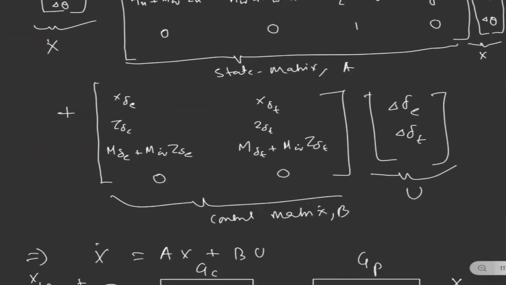And this is the linearized state space model of the longitudinal equation of motion of the aircraft.